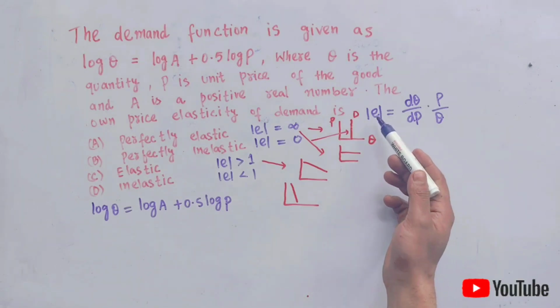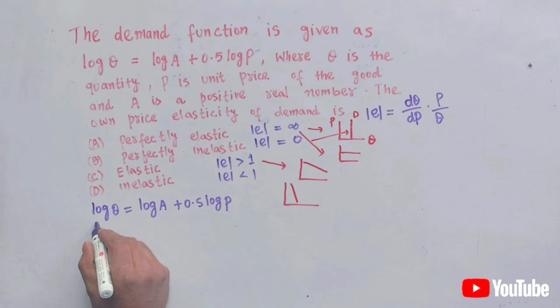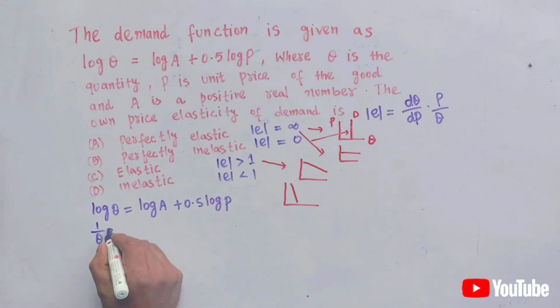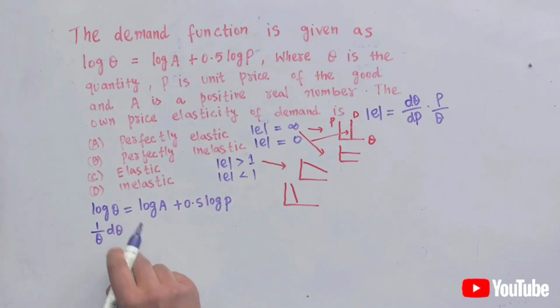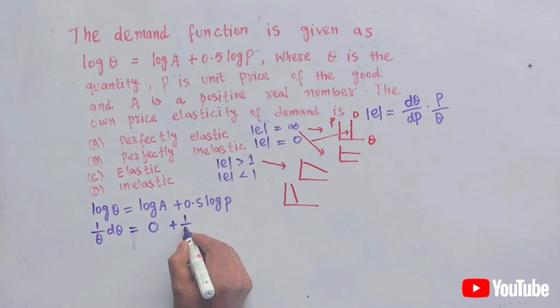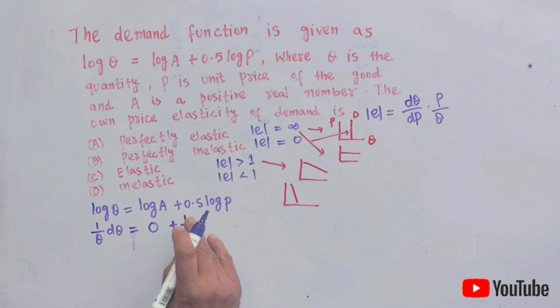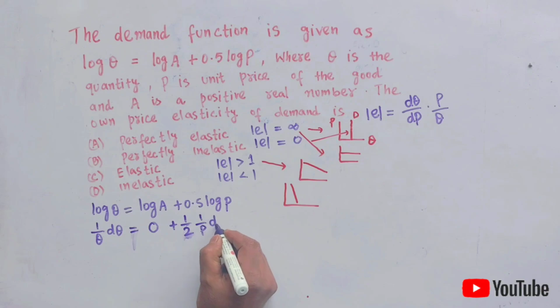Okay, we need to find out the elasticity of demand, and we are being given the logarithmic demand function. So first what will we do, we take differential on both sides, that is the differential of log of q will be 1 upon q times dq plus log of a, where a is constant, since it is a constant term, its derivative will be equal to 0, plus 0.5, let's write it as 1 upon 2 rather, times the derivative of log of p is 1 upon p times dp.